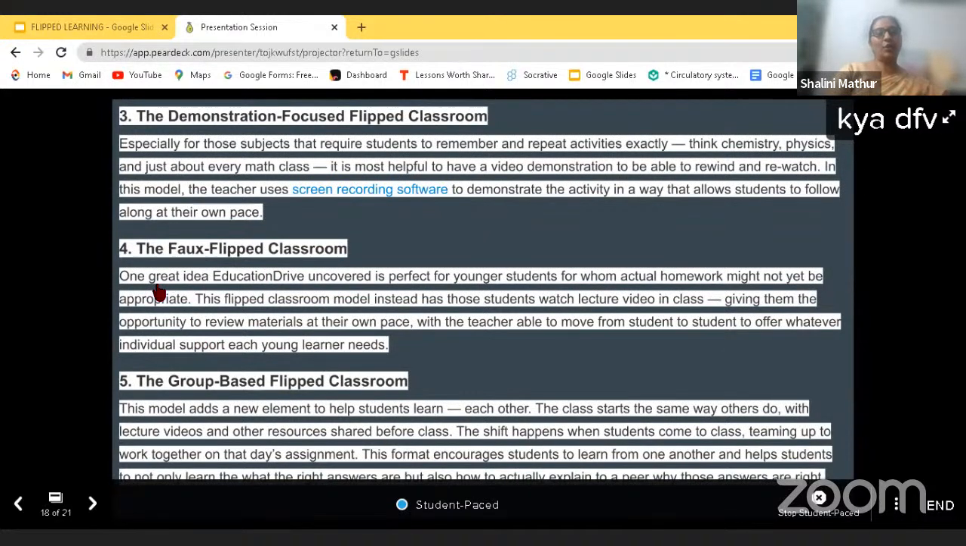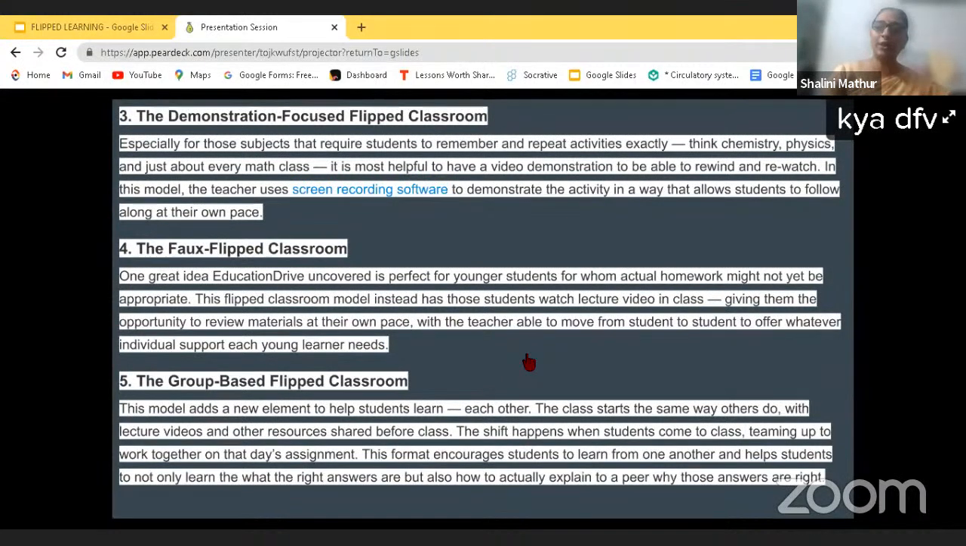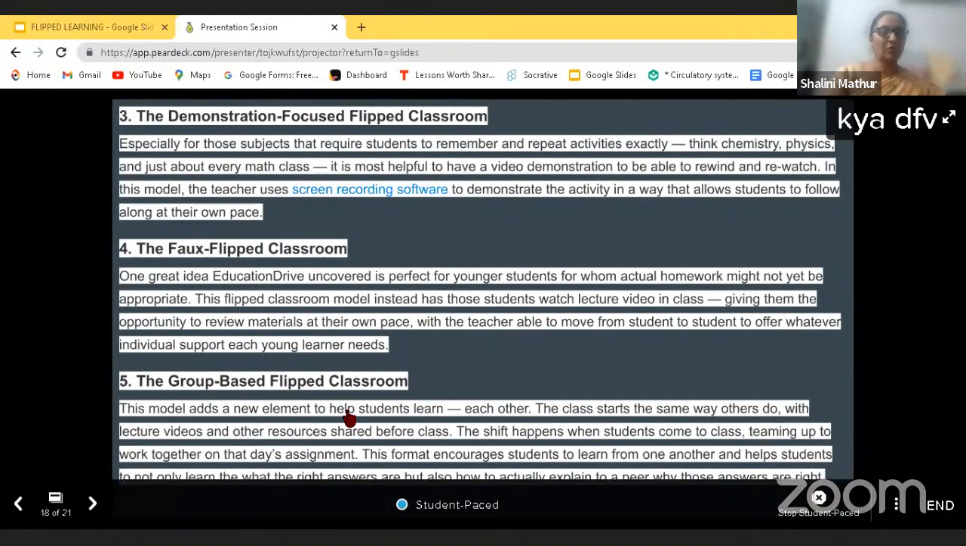The flipped classroom is perfect for younger students for whom actual homework might not yet be appropriate. In this flipped classroom model, students watch lecture videos, giving them the opportunity to review material at their own pace. Now, in small classes, especially the junior classes, these lectures are not going to help. If I am giving a lecture, what can I do? I can just record the lecture and post it there. So students can sit and go through those lectures.